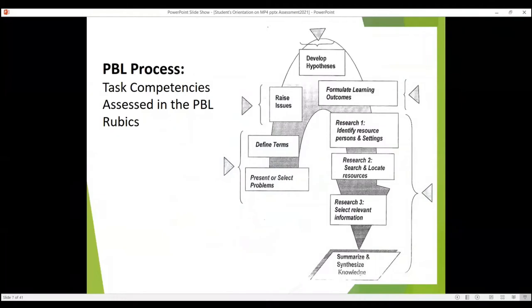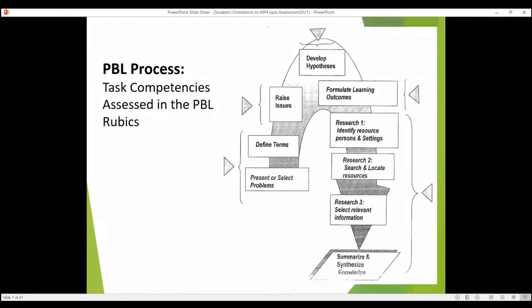So now coming to here, as I say, in the PBL process, we are talking about assessing these qualities, because when you are in the PBL process, you are going through these steps, and at every step you can see these are the different competencies you should be knowing. How to select a problem, how to define a problem, how to raise issues, how to develop hypotheses, how to formulate learning outcomes, identifying the authentic and reliable sources. Again, when you are getting the information, it is also a skill how to make use of that information, how to select the relevant information from the authentic source, how to summarize and how to synthesize.